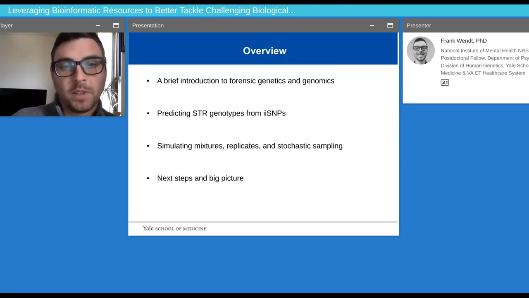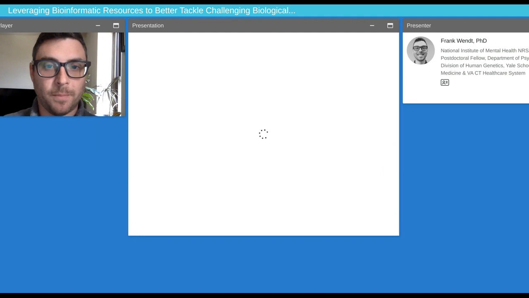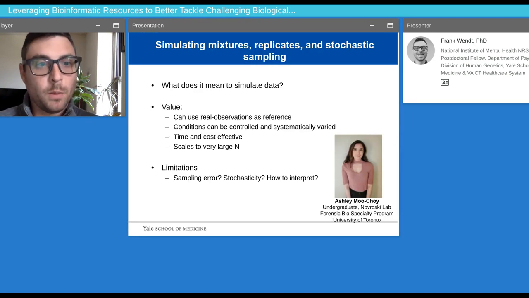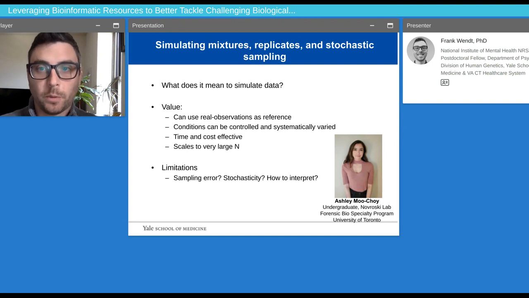So next we'll look at simulating mixtures. Very briefly, what does it mean to simulate data? We actually do all of this on the computer, so we can take real-world scenarios and then make data out of these real-world scenarios. The value of doing this is that we have a lot of control over what conditions affect the data that we produce. This is both time and cost effective and scales to very large sample sizes, which is really, really great for early career investigators like myself.